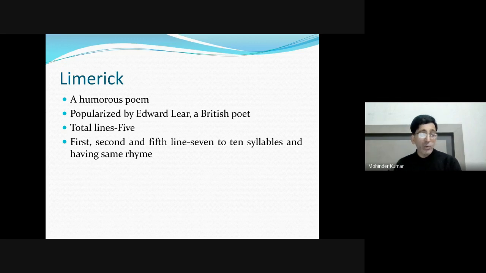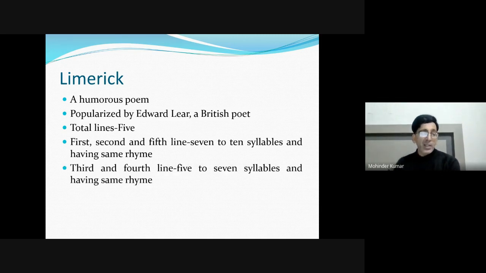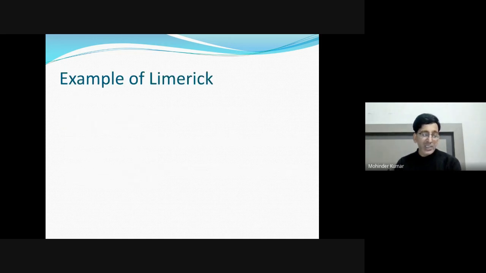Rhyme scheme to I think you know, repetition of similar sounding words at the end of lines. Lines ke end mein jo ek jaisi awaaz wale shabd aate hain use hum rhyme kehte hain. To total 5 lines hoti hain. First, second and fifth line mein 7 to 10 syllables hoti hain aur unki same rhyme scheme hoti hai. And in the third and fourth lines there are 5 to 7 syllables aur unki rhyme scheme same hoti hai. Just take one example of limerick.